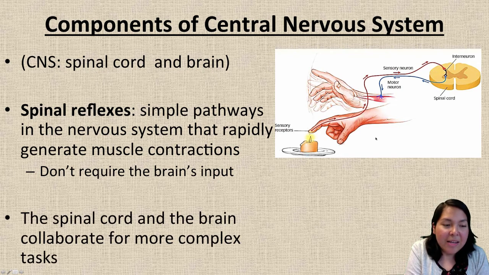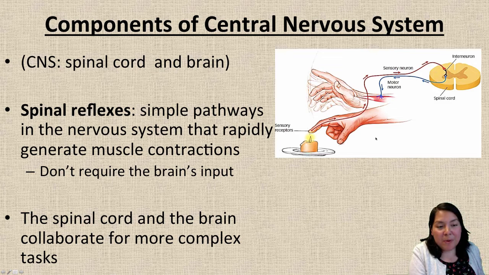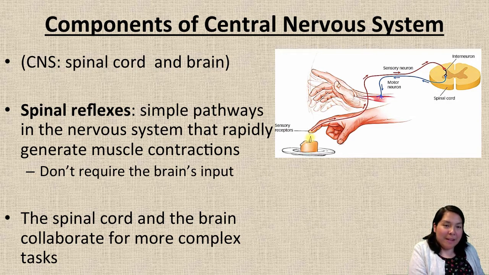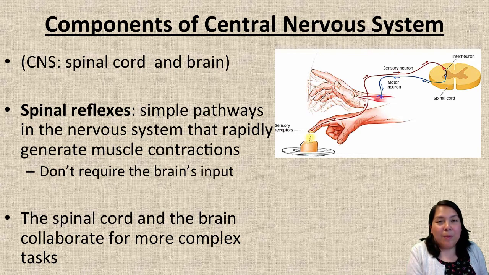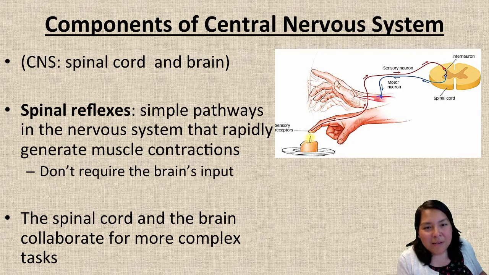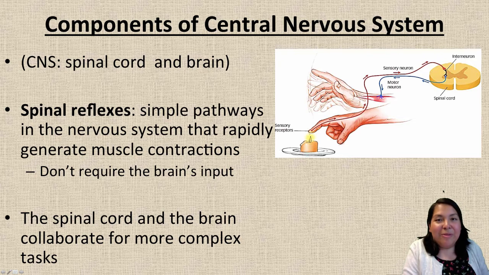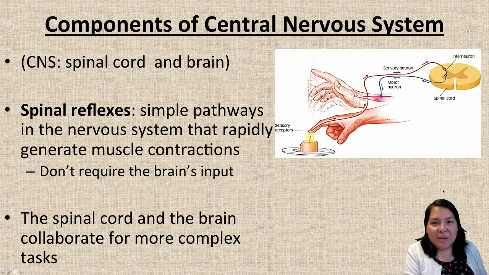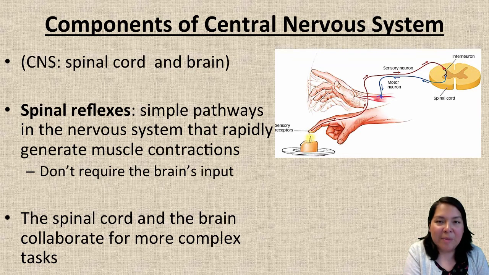And so with this, the spinal cord and the brain collaborate for more complex tasks like thinking and moving and breathing, and more of those simple tasks that we don't even think about. These are for more of those complex tasks rather than moving our hand away from a flame. And so this again is evolutionarily adaptive for us because our body keeps us away from that harm. And so with this wraps up the second section of chapter 2.